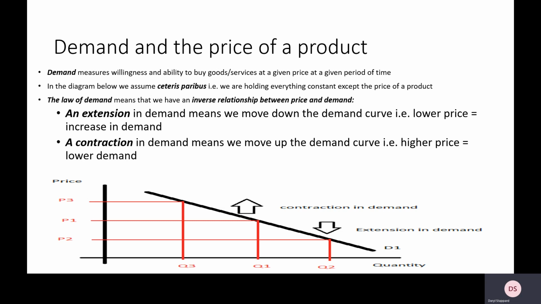If we start off at P1, Q1 again, and we go to P2, it means the price has fallen. And as prices fall from P1 to P2, we're now going to have an increase in demand. So as price levels fall, people become more willing and able to buy the product. So we're going to get an extension in demand. Now, it's also worth noting that from this diagram, we can work out the revenue for businesses.